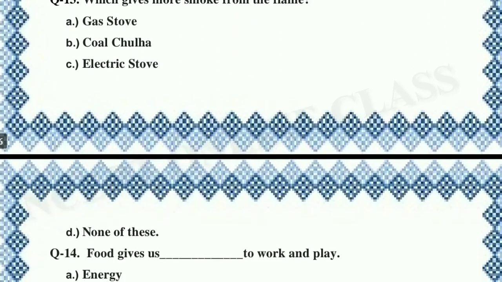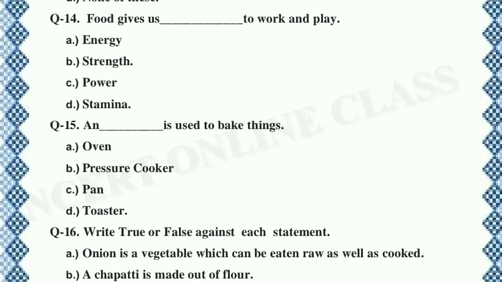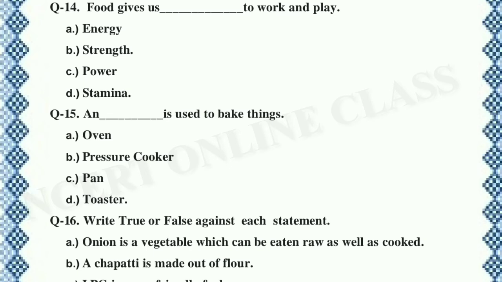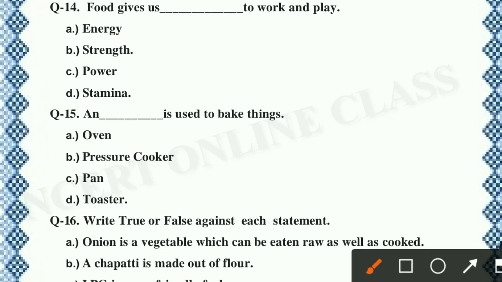Okay. Then question 14, food gives us dash to work and play: energy, strength, power or stamina. We know that food gives us energy. So option A is the correct answer. Then question 15, a dash is used to bake things: oven, pressure cooker, pan or toaster. The correct option is oven, and an oven is used to bake things.